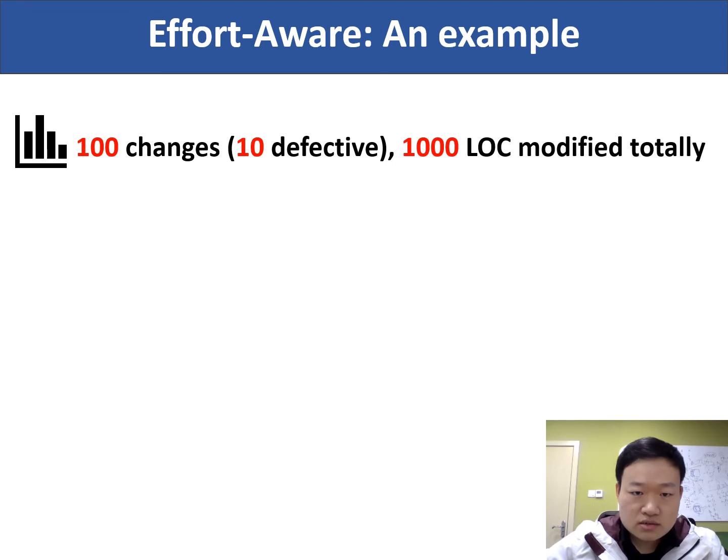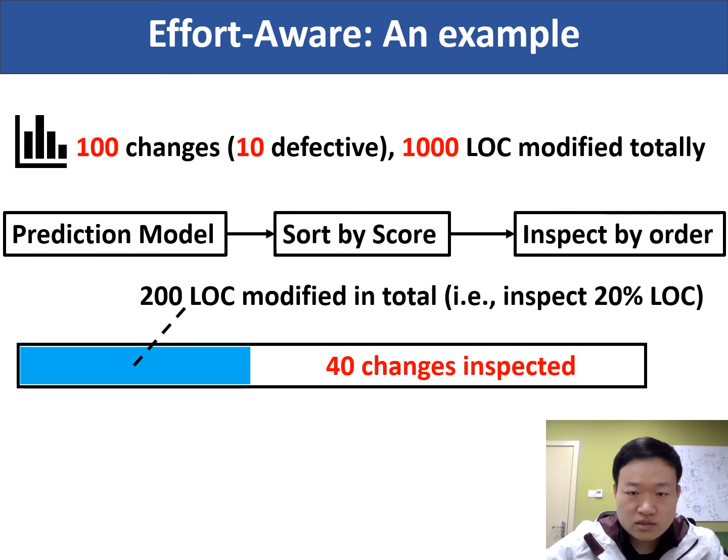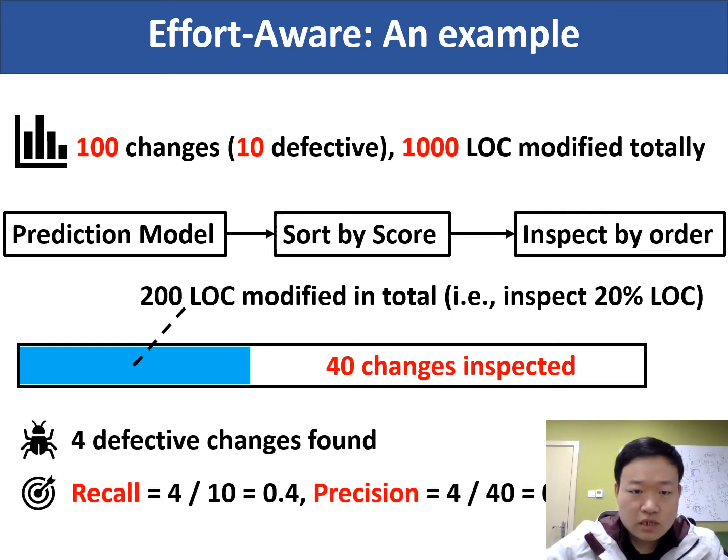Here is an example of effort-aware model and measures. Suppose there are 100 changes, 1000 LOC modified totally, and 10 defective changes among them. If we inspect 200 LOC, we can inspect 40 changes. As a result, 4 defective changes are found. The recall is 0.4 and the precision is 0.1.